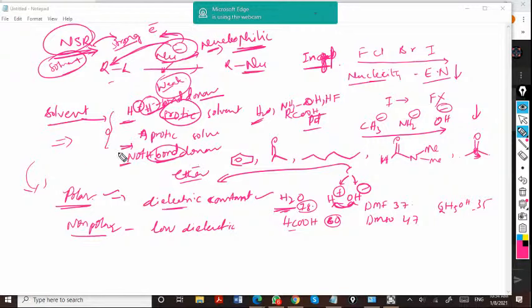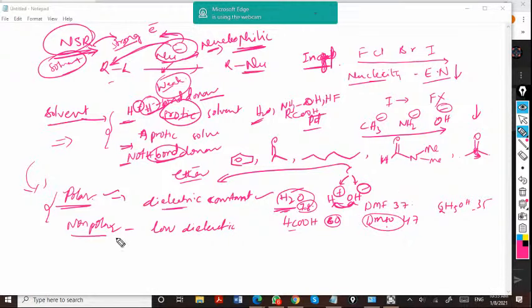So this is a type of classification which is based on the H plus. This is a type of classification which is based on the polarity. Okay, so both are different, both are individual. So if I take H2O, it is a polar protic solvent. If I take DMSO, it is a polar aprotic solvent.